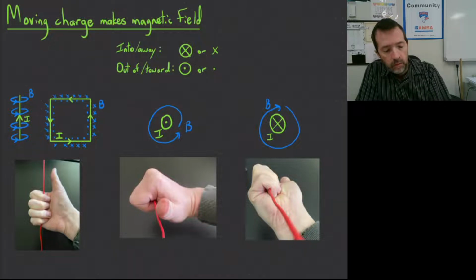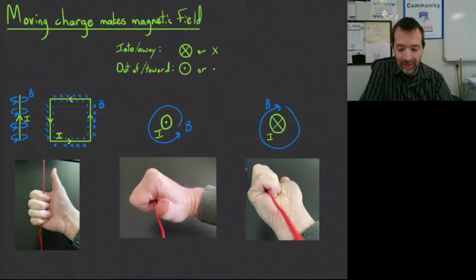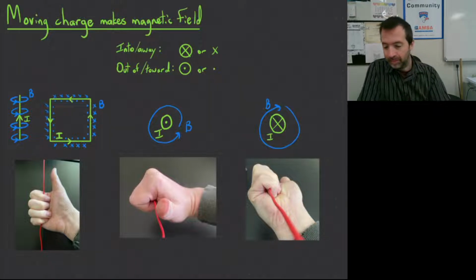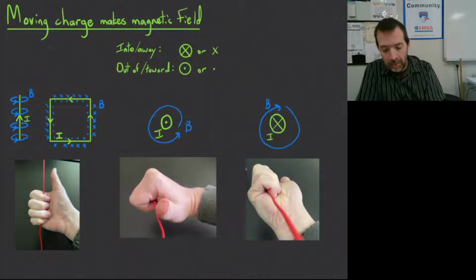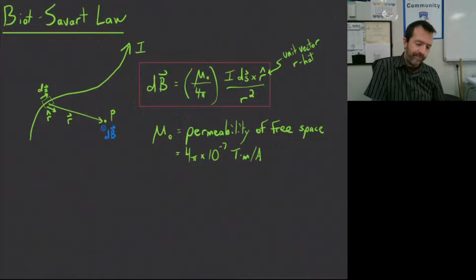So that's the qualitative side, and for many questions that the College Board asks about this, that's all you need to do. They ask a lot of conceptual questions about directions of the field, so you need to be able to do this right-hand rule. There is a more mathematical side of it, which is on this next slide.